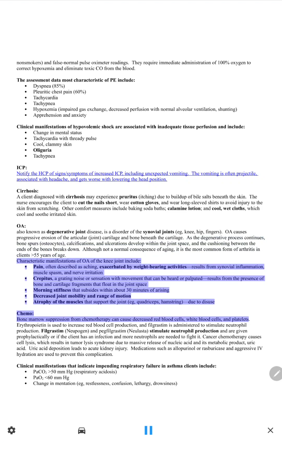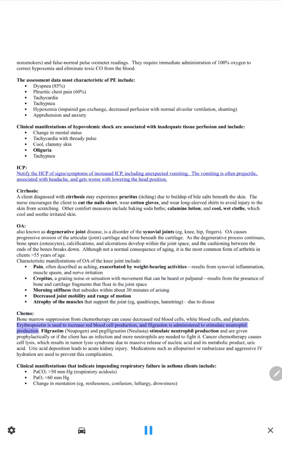Chemo. Bone marrow suppression from chemotherapy can cause decreased red blood cells, white blood cells, and platelets. Erythropoietin is used to increase red blood cell production, and filgrastim is administered to stimulate neutrophil production. Filgrastim, Neupogen, and pegfilgrastim, Neulasta, stimulate neutrophil production and are given prophylactically or if the client has an infection and more neutrophils are needed to fight it.